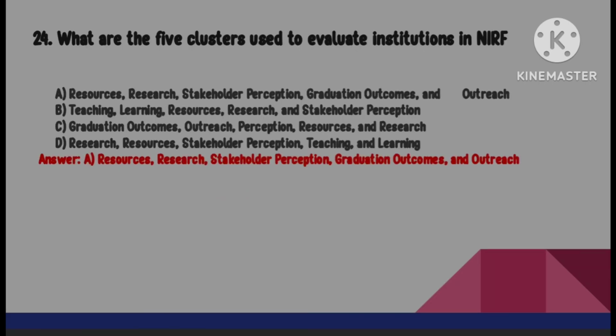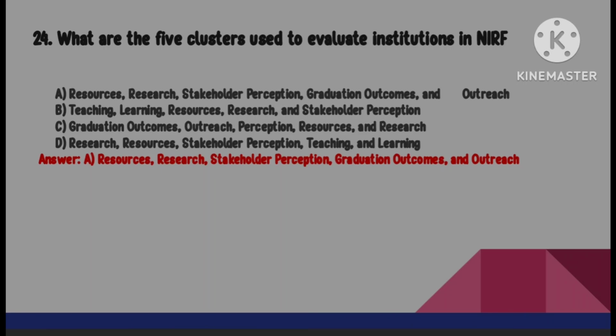Let's get into the next question. What are the 5 clusters used to evaluate institutions in NIRF? Option A, resources, research, stakeholder perception, graduation outcomes and outreach. Option B, teaching, learning, resources, research and stakeholder perception. Option C, graduation outcomes, outreach, perception, resources and research.